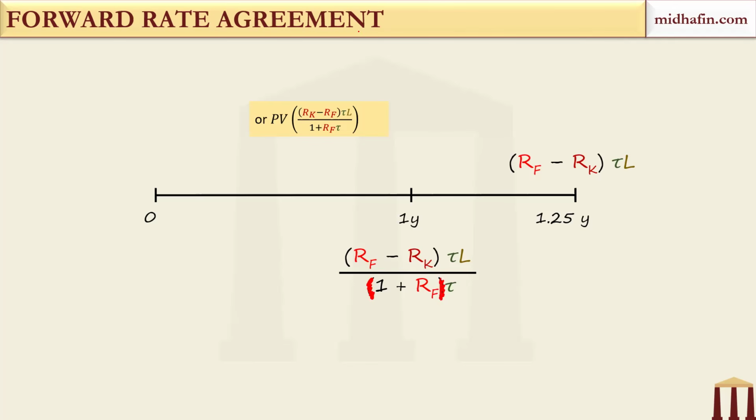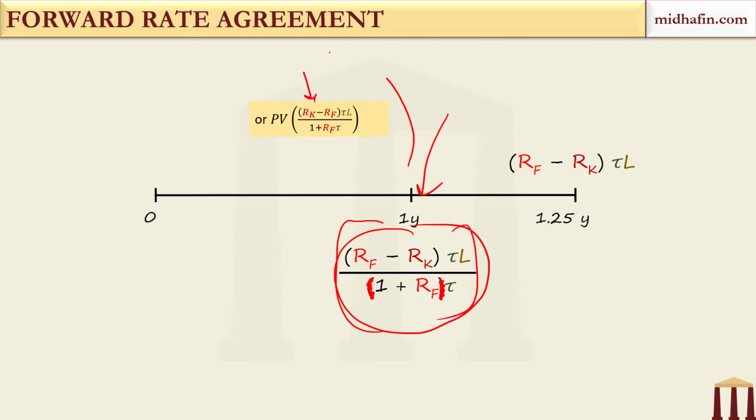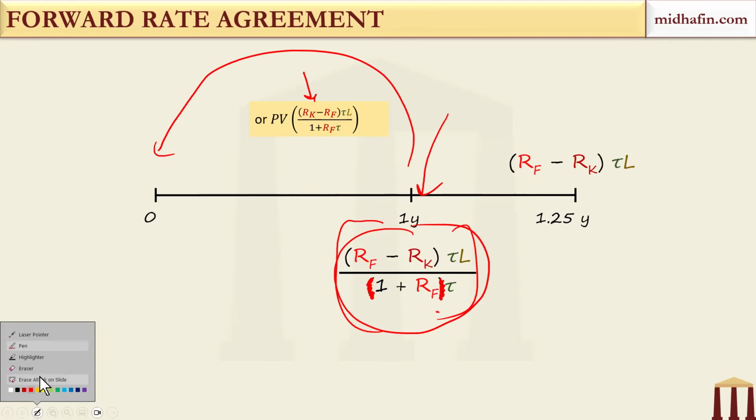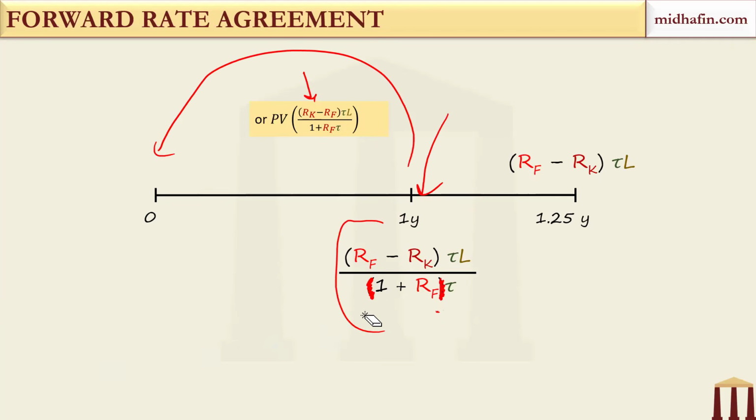Okay, got it, fine. Now comes the next part. So this is the part where you might be asked to find out the settlement value of the FRA, the value at which the FRA is settled at t equal to 1. What if you want to value the FRA today? You have to find out the present value of this, correct? Today you have to find out the present value of this. So how do you find out the present value of this?